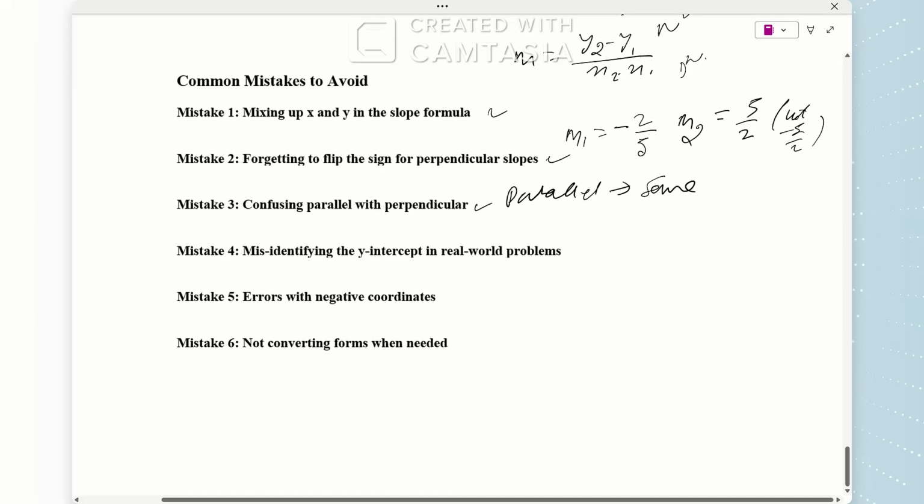Misidentifying the y-intercept in real world problems. What happens is, in real world problems, you will be given some sentences in which some data will be hidden. As we have said already, the y-intercept is the value when x is 0. Usually it will be written as the starting point, initial value, or fixed fees. That will be your y-intercept, or the constant value in the equation. Don't confuse it with the slope or the rate of change.